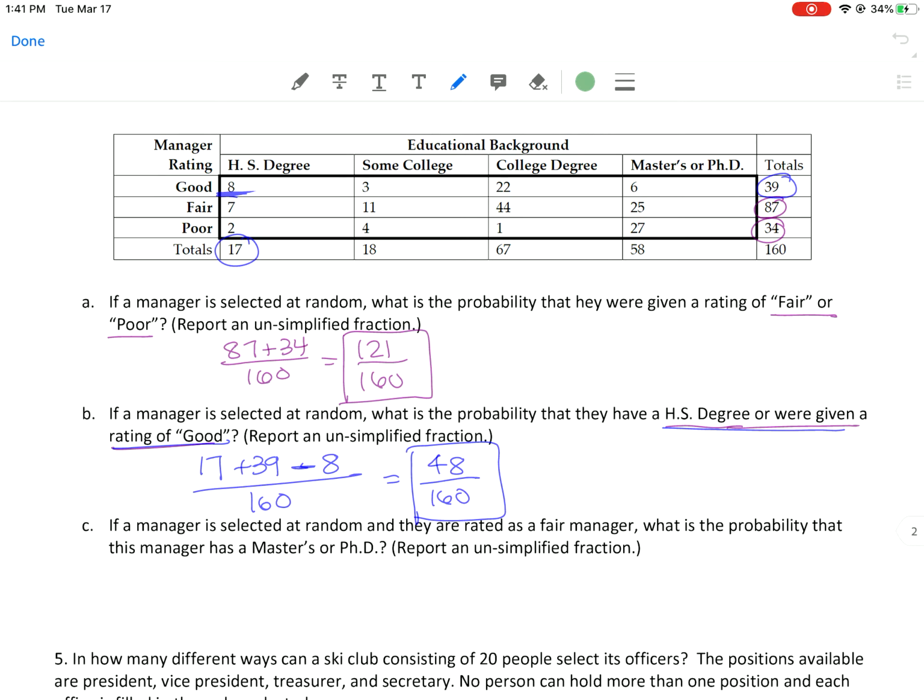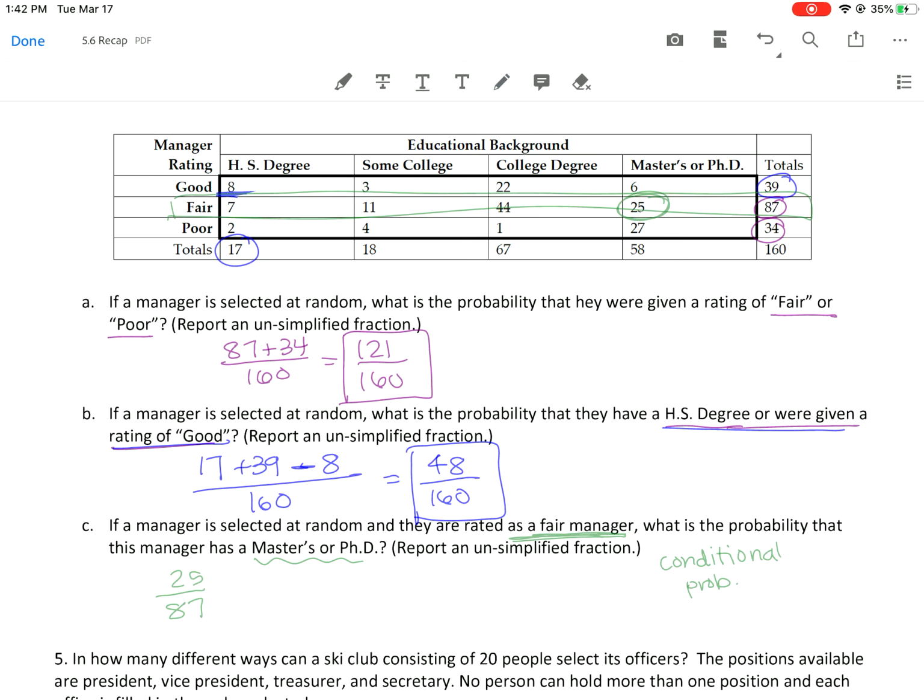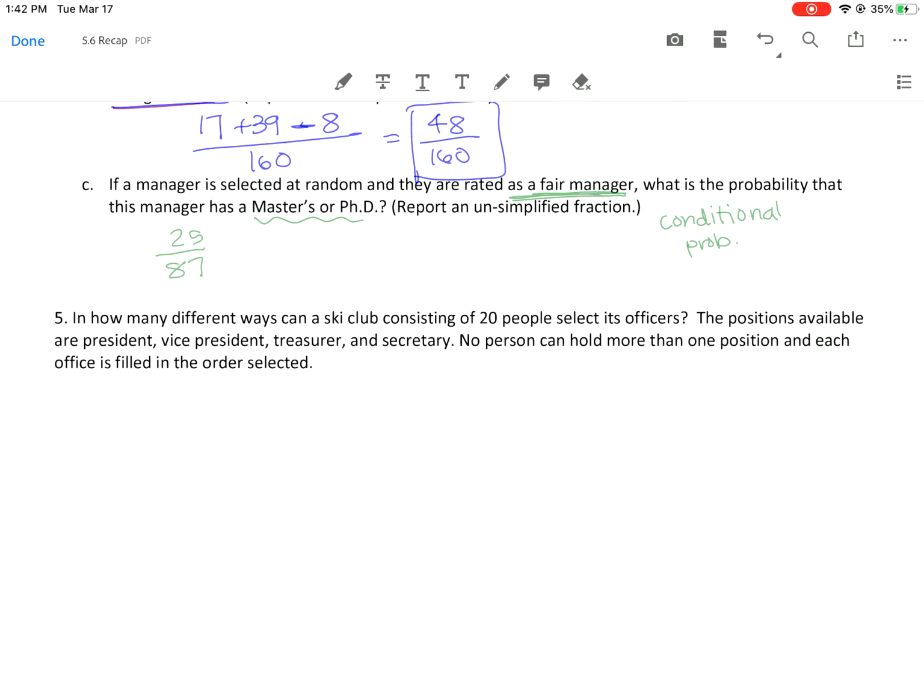This one says if a manager is selected at random, they are rated as a fair manager. So we're only talking about this group here of fair managers. What's the probability that they have a master's or PhD? We're talking about the 25 of them out of the 87. Notice this is like your conditional probability. Another way that you could say that is, given that someone is a fair manager, what's the probability that they have a master's or PhD? So be careful when you're doing it over the row or column total versus the overall total. Okay, let's look at the next one.